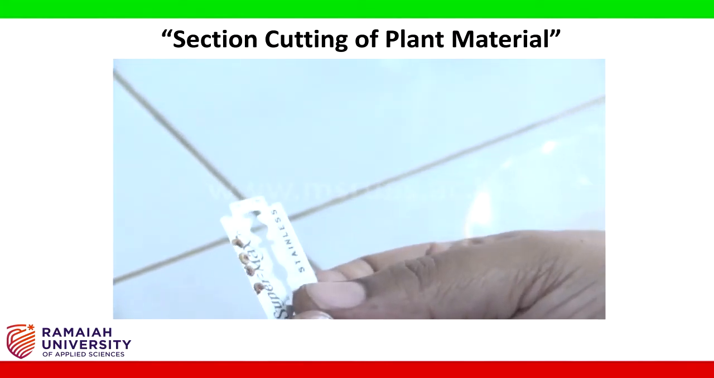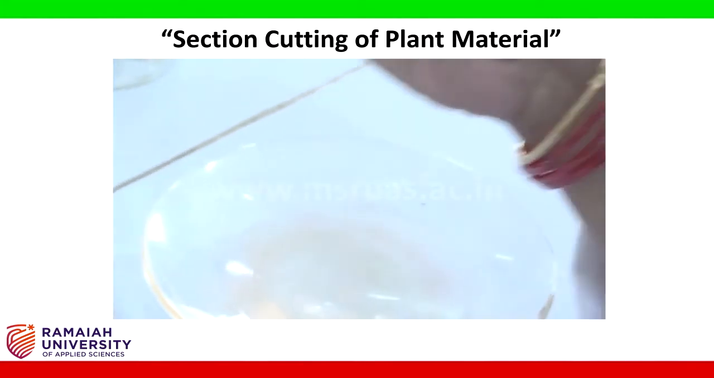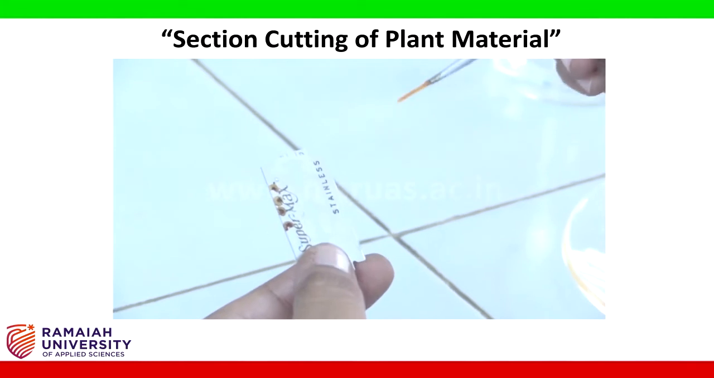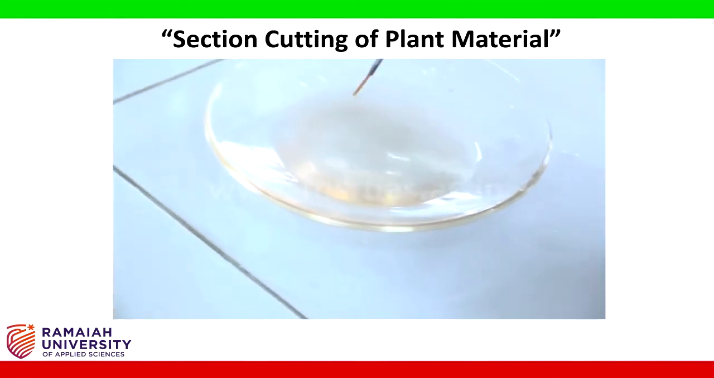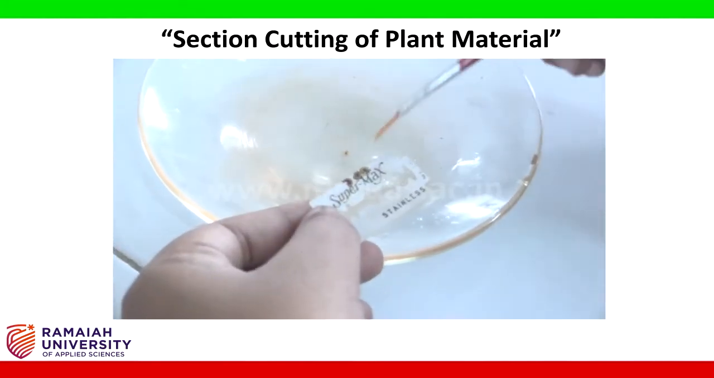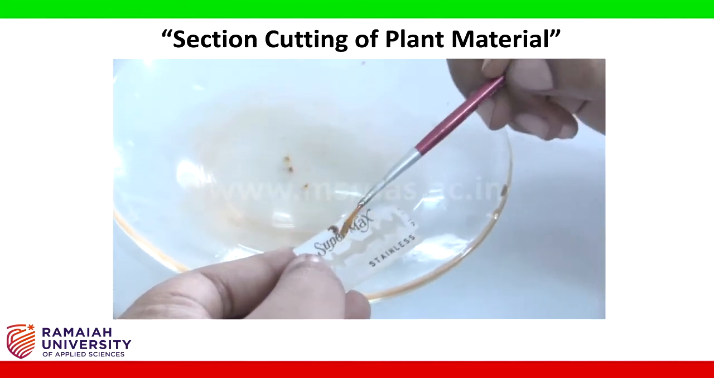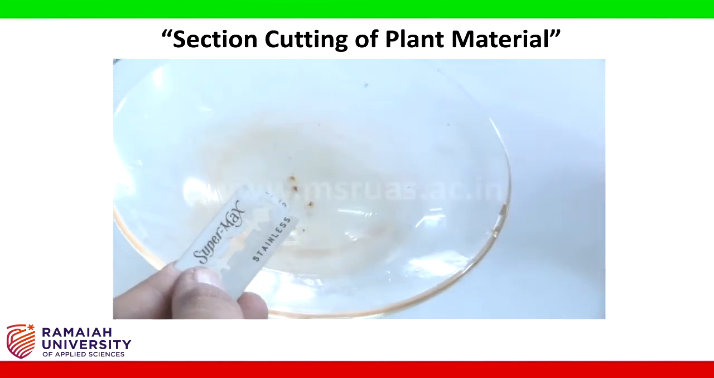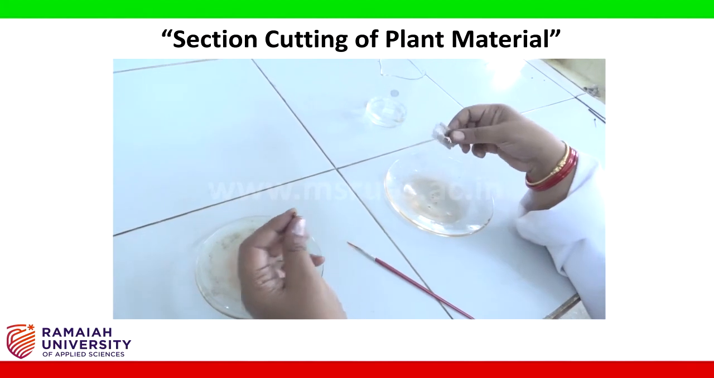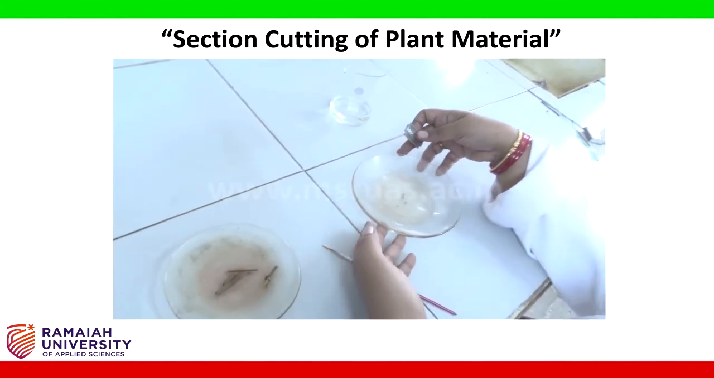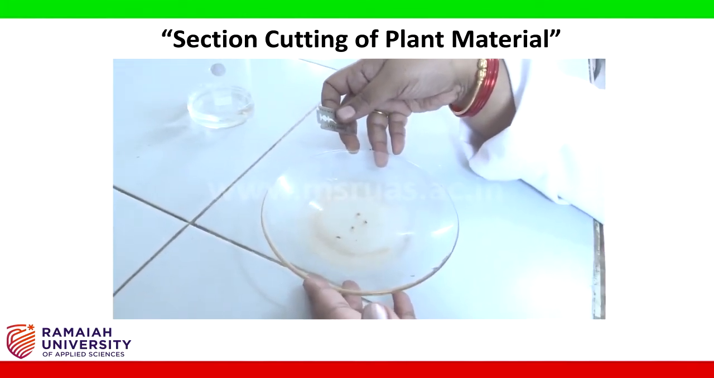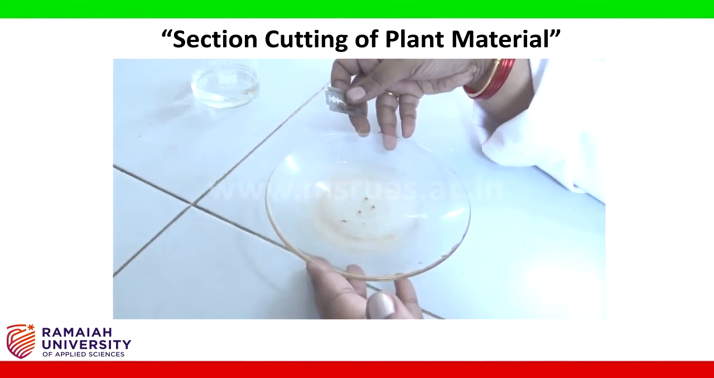Now, with the help of camel hairbrush, preferably number 0, dip the brush in water and transfer these sections into another watch glass containing water. Similarly, sufficient number of sections should be taken, and from the sections taken, thin complete sections are selected for staining process.